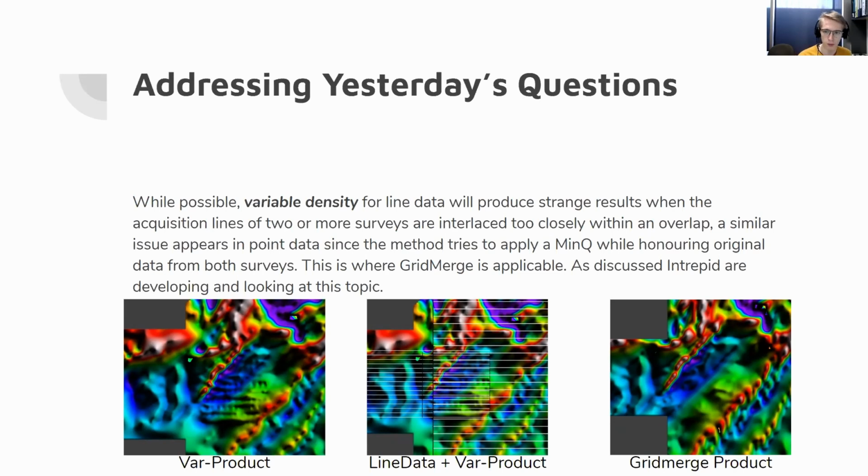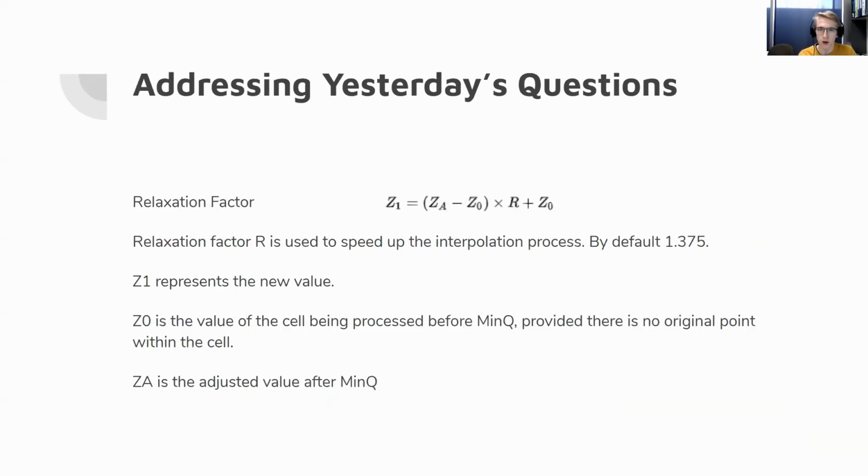There were some other questions about relaxation factor in gridding. The relaxation factor is just a constant to speed up the interpolation process so things don't just hang or become incrementally too slow. It just modifies the value each iteration by a certain amount. By default, it's 1.375, but you're free to change that.